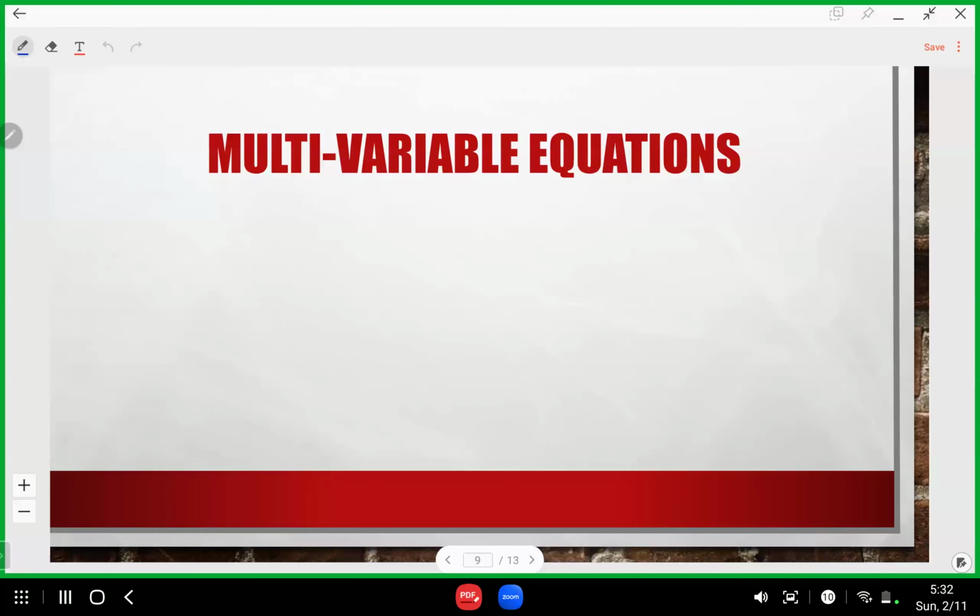So can anybody name, I don't know if you learned them in school yet, some equations that you know that have multiple variables? All right, let me start. The area of a rectangle is equal to length times width. All right, so that's one of the formulas. Okay, that is multivariable. So please put in the chat any other formulas that you know that have multiple variables.